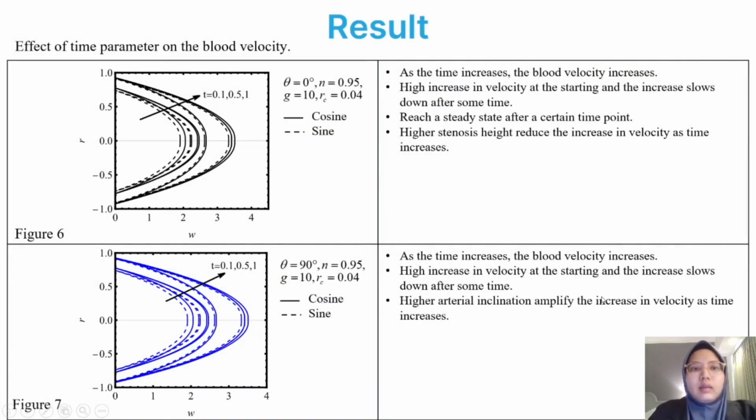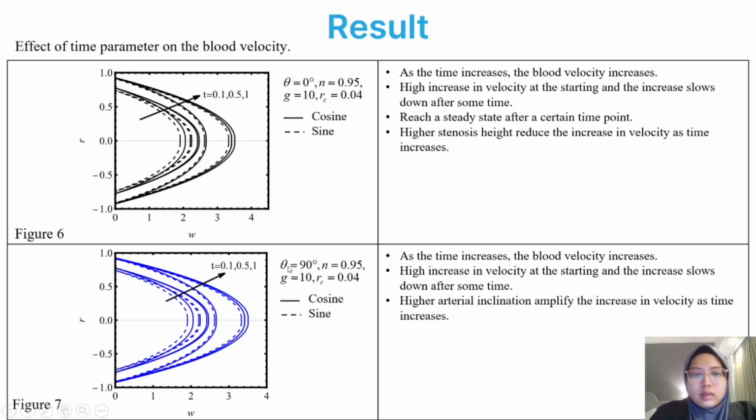Next is the effect of the time parameter on the blood velocity. We can see here in figure 6 that as the time increases, the velocity increases. And we can note that the increase in velocity at the beginning is high, and as the time increases, the increase slows down. And after a certain time point, the velocity will reach a steady state.